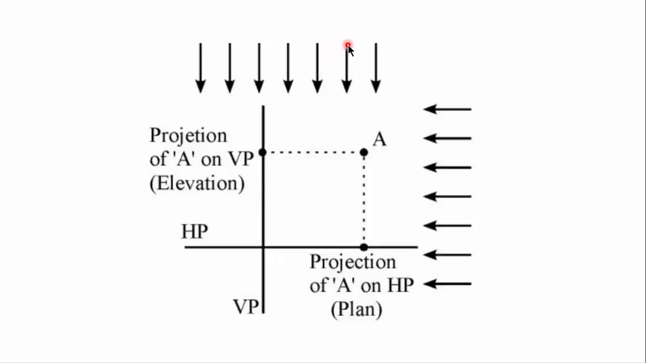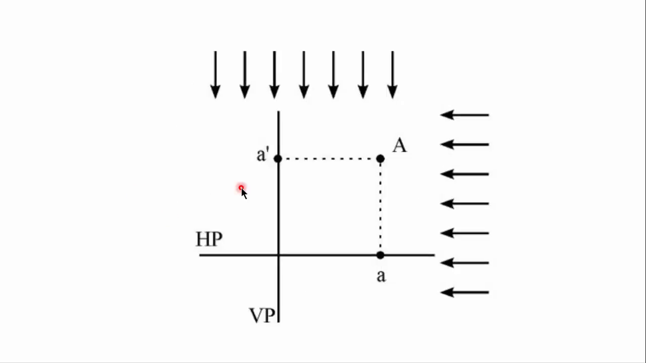Similarly, if I look towards point A from direction 2, then point A will appear to be on HP at this location. It is known as the projection of point A on HP, that is plan. Plan and elevation, these are two projections. In conventional way, plan is also known as top view, while elevation is known as front view.